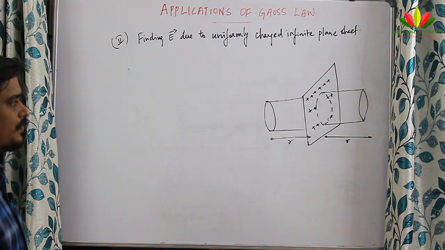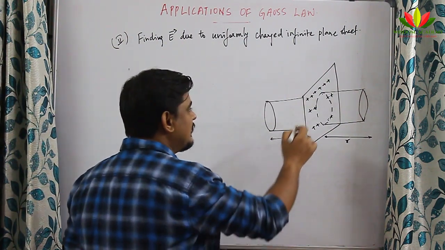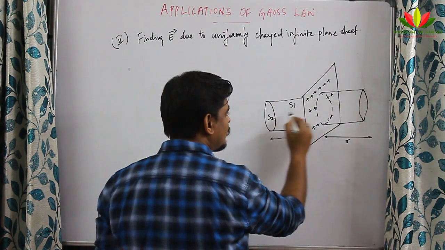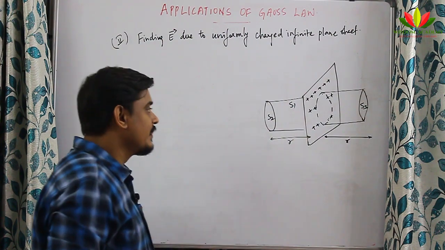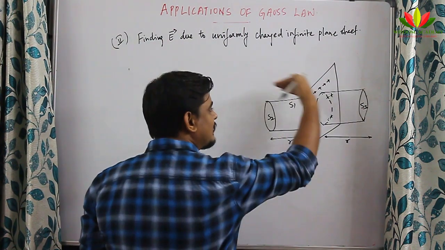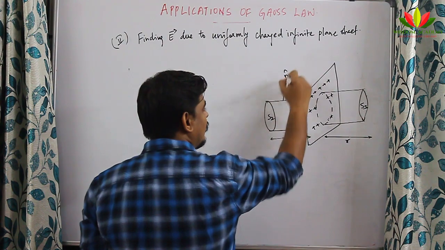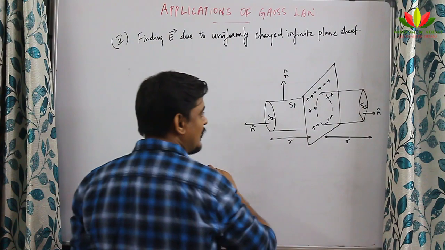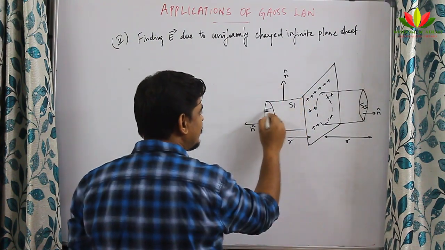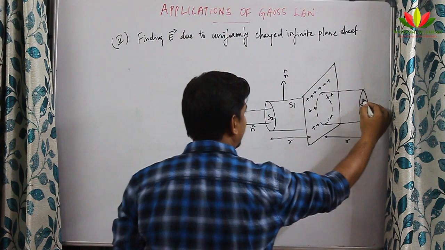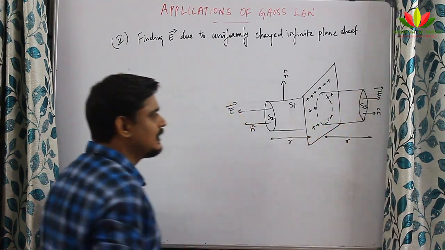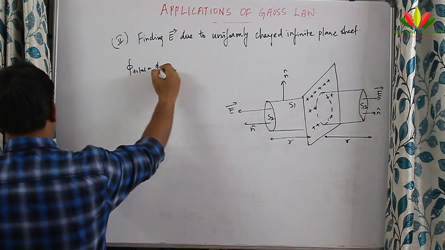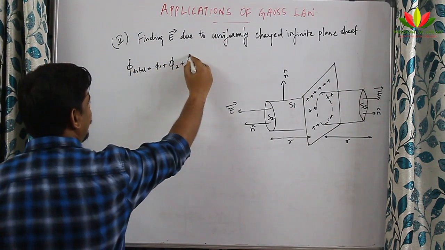First of all, see the normal vector to the area. Here 3 areas are there, S1, S2, S3, similar to the previous question. For the curved surface area this is a normal vector, for S2 this is a normal vector, and for S3 this is a normal vector. Now, the electric field is not in this direction, only in this direction and this direction, isn't it? So, the net electric flux phi total is equal to phi 1 plus phi 2 plus phi 3.